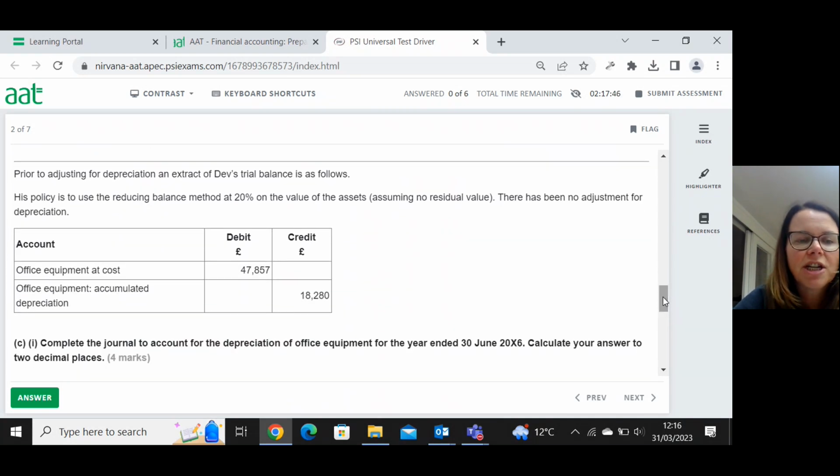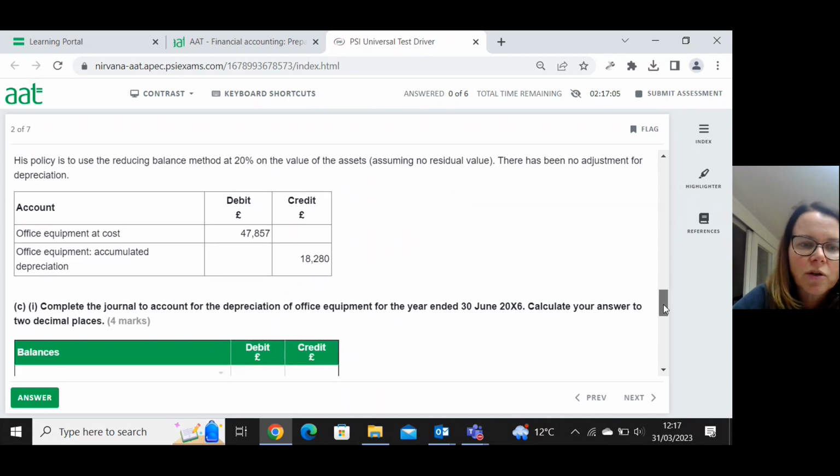Prior to adjusting for depreciation, an extract of Dev's trial balance is as follows. His policy is to use the reducing balance method at 20% on the value of the asset, assuming no residual value. There has been no adjustment for depreciation. Right, so we've got office equipment at cost and we've got the accumulated depreciation figure, but this is prior to adjusting for depreciation. So this depreciation figure must be from previous years.